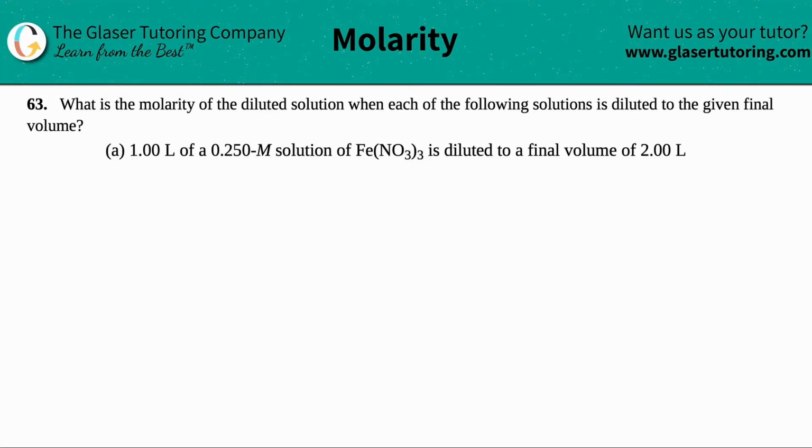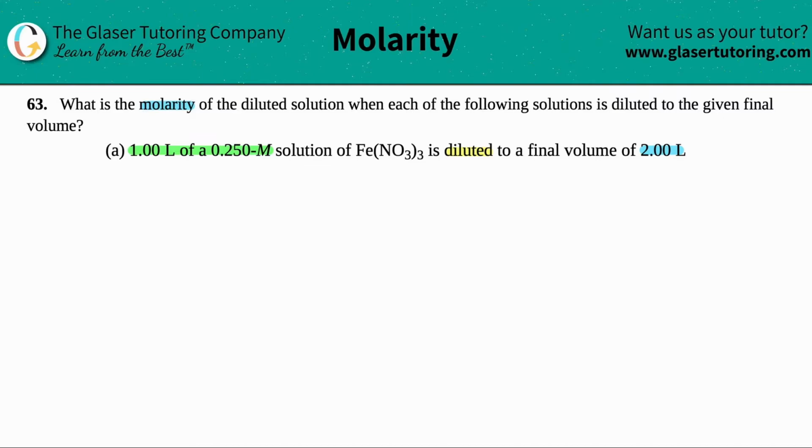Number 63. What is the molarity of the diluted solution when each of the following solutions is diluted to the given final volume? And we have letter A. So in this case, we have 1.0 liters of a 0.250 molar solution of iron(III) nitrate, Fe(NO3)3, and that's being diluted to a final volume of 2.00 liters. Okay, so they told us, diluted 3 times. So we're clearly doing a dilution here, right, with molarities and volumes.